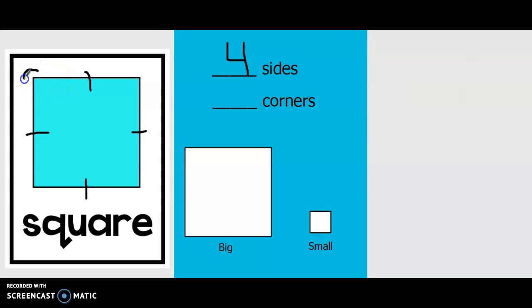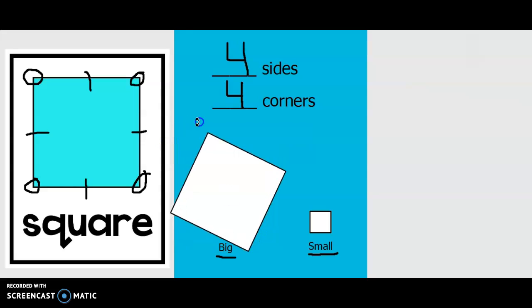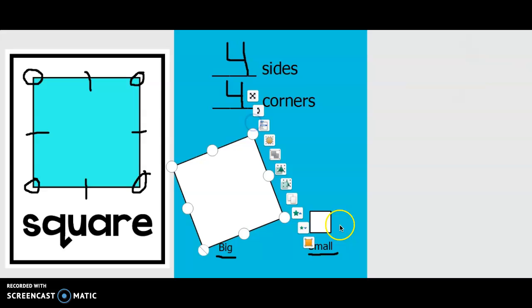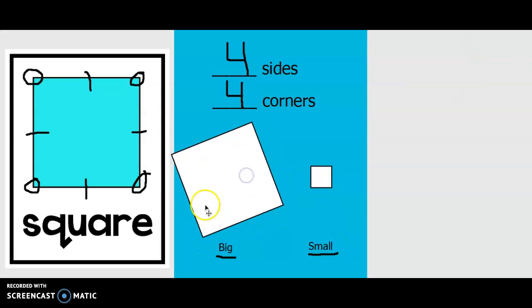All right, let's count the corners next. 1, 2, 3, 4. A square has 4 corners. Now this square is what? Big or small? It's big, and this one is small. And even if we turn them like this, it's still a square. It's still the same shape.